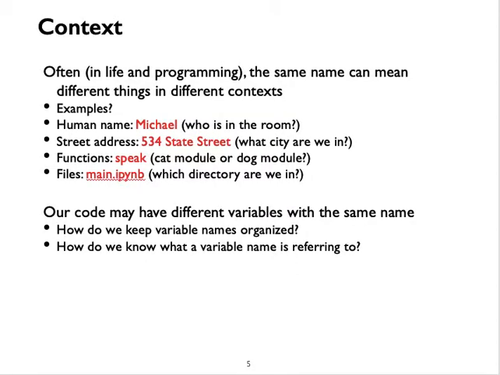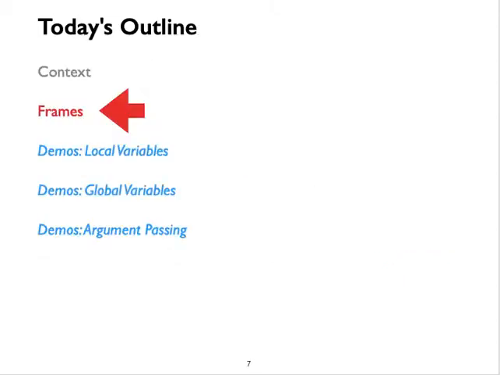So we might have names that are reused in a program. We might have names for variables that are valid in one part of a program, but not in other parts of the program. And we're going to want some way to kind of figure out how to keep that all straight. A term we're going to use today to keep that all straight is called frames. Frames are ways that the Python interpreter kind of keeps things organized while it's running different functions during a program.